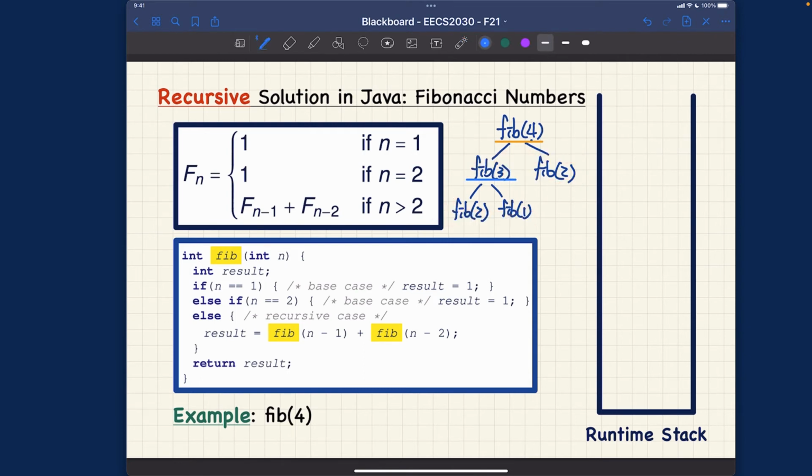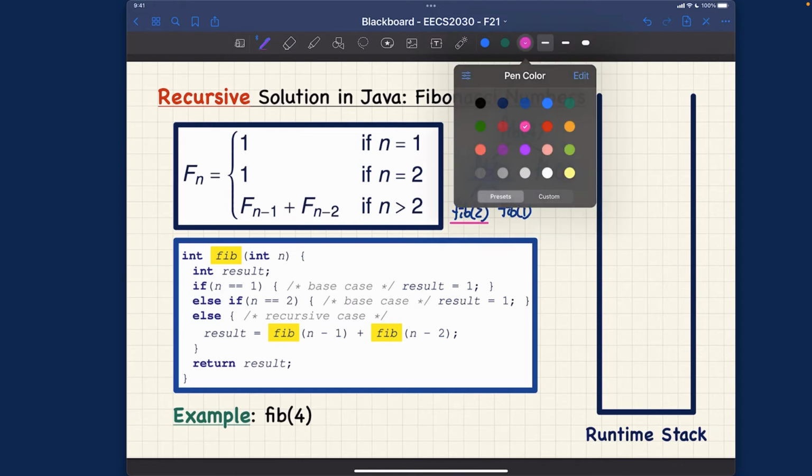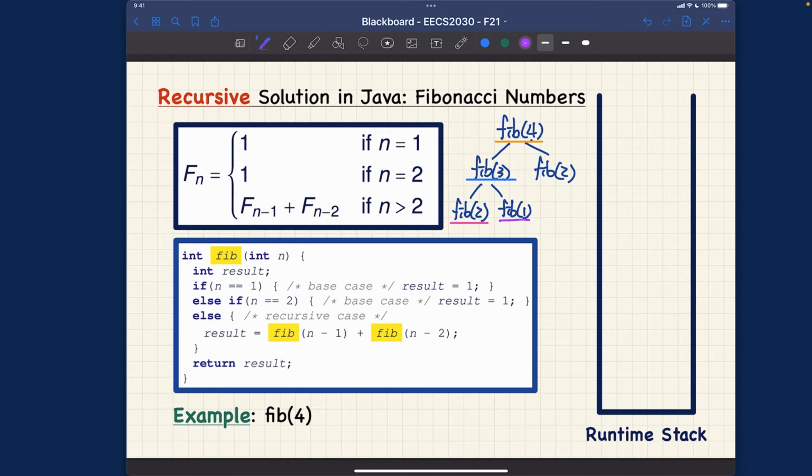And in order to calculate Fibonacci of 3, we're going to boil down into 2 parts. One is Fibonacci of 2 over here, and Fibonacci of 2 is actually a base case. That's good. So once it is returned, we're going to calculate Fibonacci of 1 over here, right? So once we know the result for these two, we can combine them to calculate Fibonacci of 3.